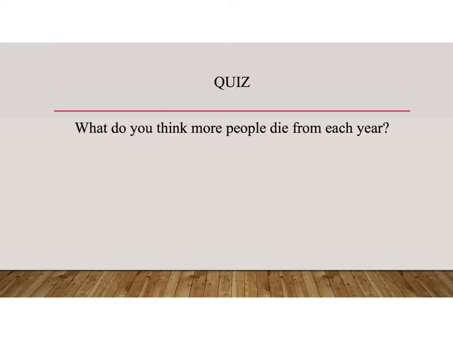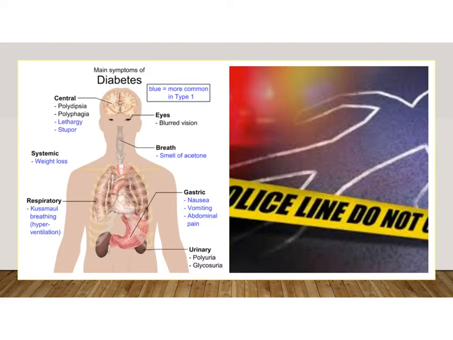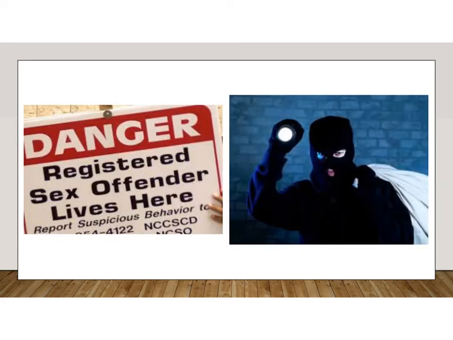Let's start with a little quiz. What do you think more people die from each year? Lightning bolts or tornadoes? Those of us from Kansas can relate. Diabetes or homicides? Which one do you think we're more likely to die of? And lastly, change of question. Who do you think is more likely to recidivate, or commit the same crime again? A registered sex offender or a non-registered sex offender? The answers to these questions will come at the end of the presentation.